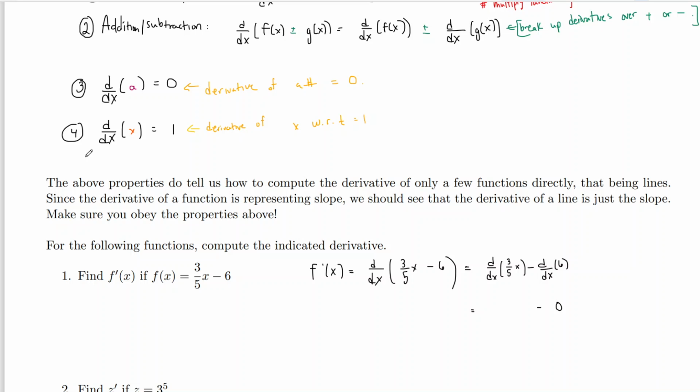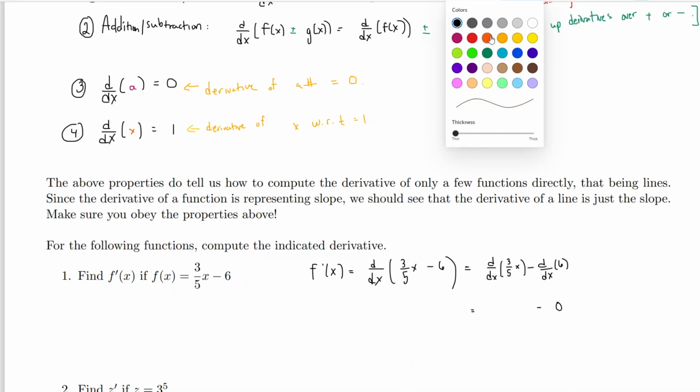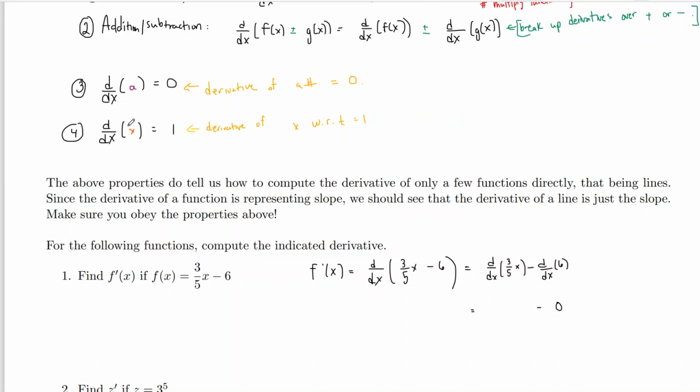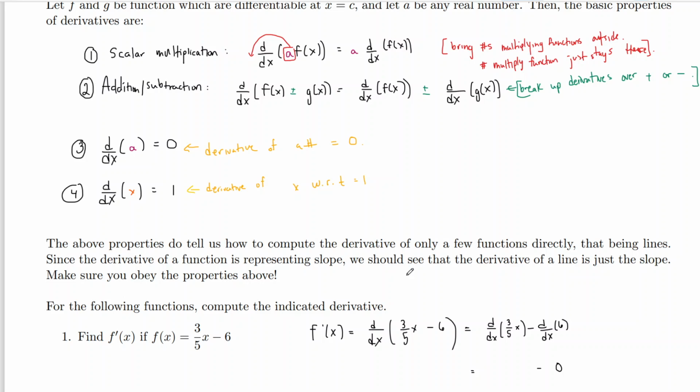Now, can we apply rule 4? Because we do have an x in there, can we apply rule 4 to the first part yet? Technically, we cannot. Because like I mentioned, it has to be just x inside and we have something times x. All right, so what do we do if we're multiplying something times x? We want to get it out of there. Well, luckily for us, that's what rule 1 tells us.